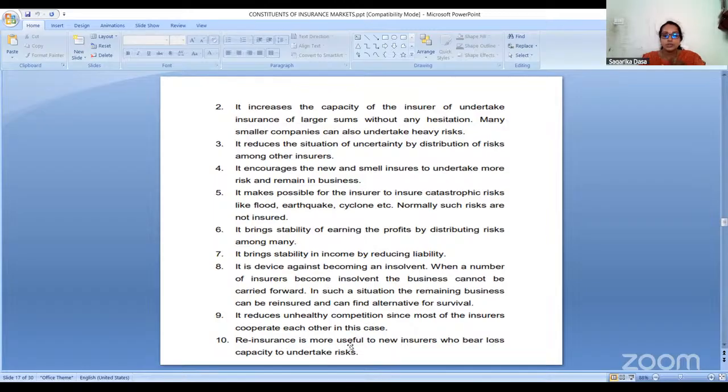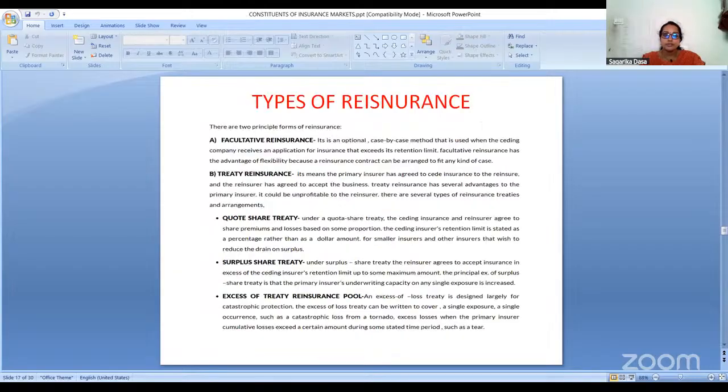Reinsurance is most useful to new insurers who bear less capacity to undertake the risk. It is more beneficial to the new insurance companies who bear loss capacities to undertake the risk. These are the advantages of going with reinsurance policies by insurance companies.